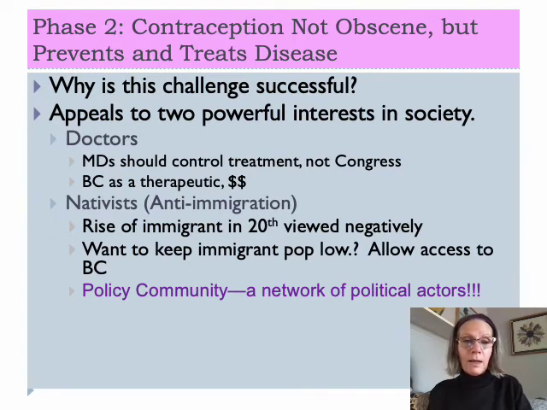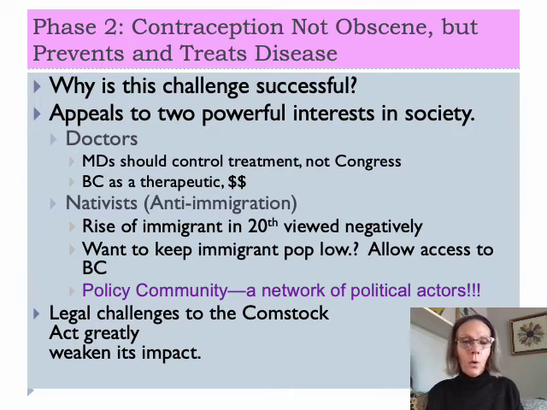And it's an example of a policy community that we talked about when we were learning about the public policy process, that doctors and nativists formed a network of political actors who were lobbying Congress to change or make exceptions to the Comstock Act. And there were legal challenges that arose to the Comstock Act, basically really weakening its impact. It allowed women to use birth control for therapeutic reasons, so that doctors can use the mail in order to distribute birth control for medical reasons. And so you can really see that this begins to chip away at the power of the Comstock Act.